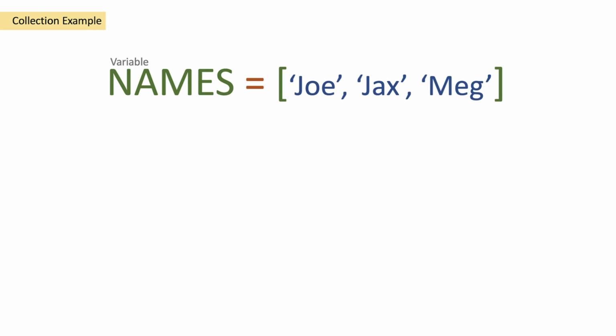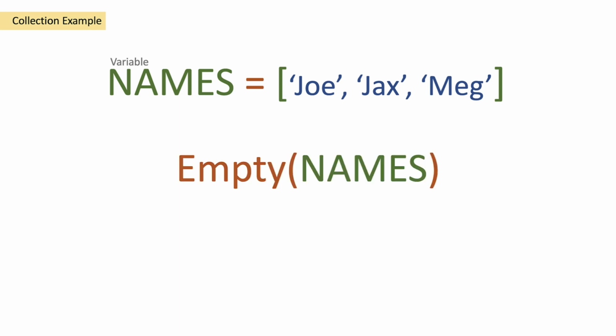So let's create a variable of names and pass in Joe, Jax and Meg, so we have an array of those. Then let's pass names into empty. So what we're going to expect back from empty is it's going to check to see if our array is empty. It's not, so we're going to get a return of false.